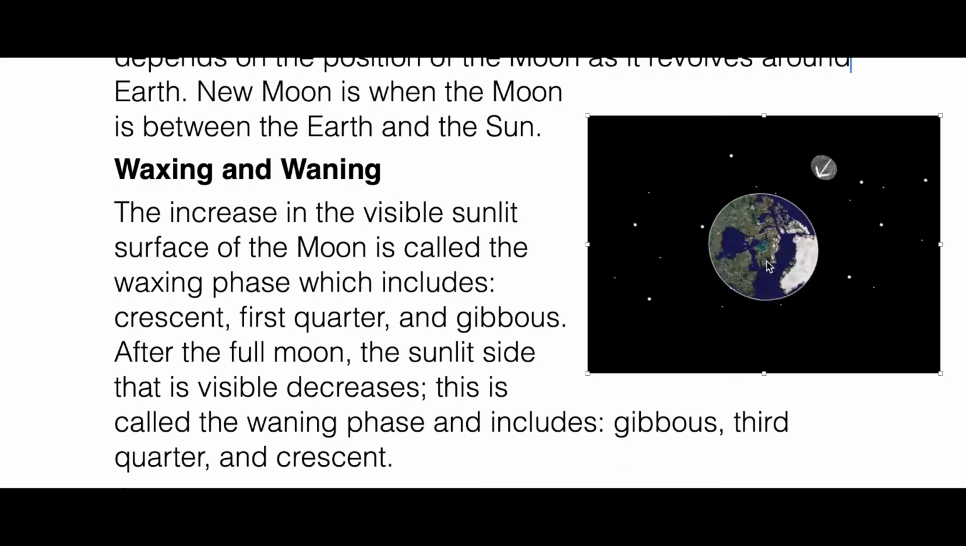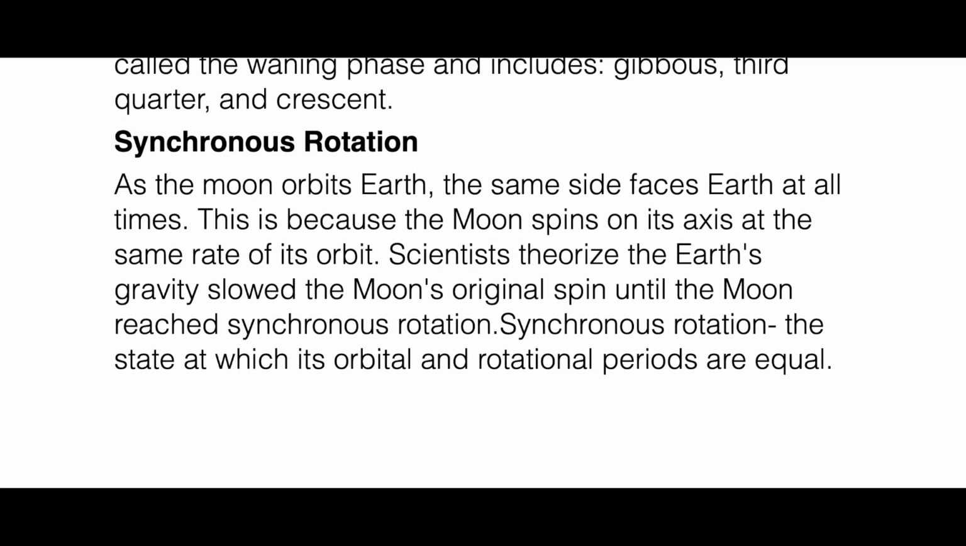Another interesting aspect of the moon is that it's in synchronous rotation. That means that it takes 1 month for the moon to go all the way around the Earth, but it also takes 1 month for the moon to go around its axis. So it takes 1 month for 1 day on the moon. If you think of a day as being light and dark and back to light again, that's 1 day. Well, it takes 28 Earth days for 1 day to transpire on the moon. And because those numbers are the same, 28 and 28, we're always looking at the same side of the moon at all times. That's called synchronous. It's a synchronized orbit.